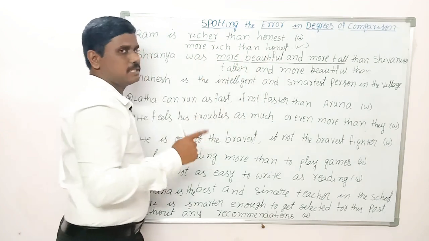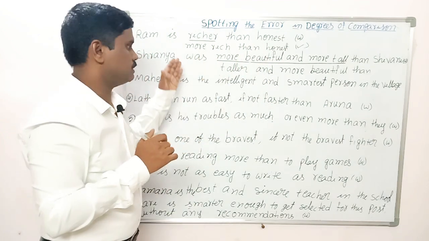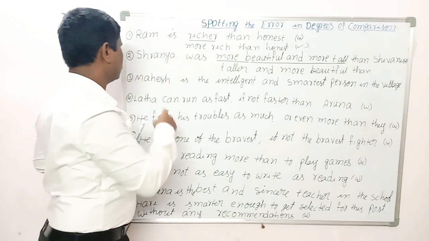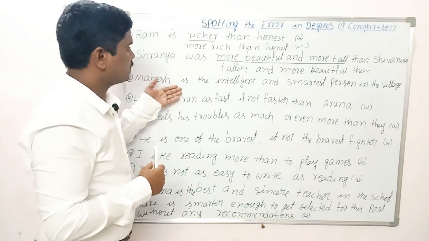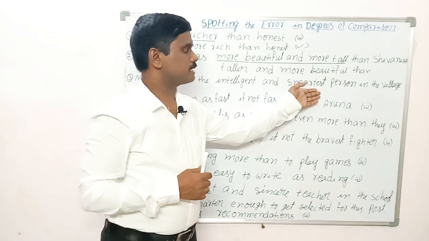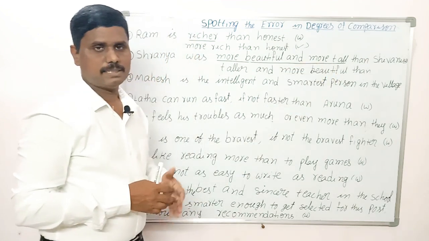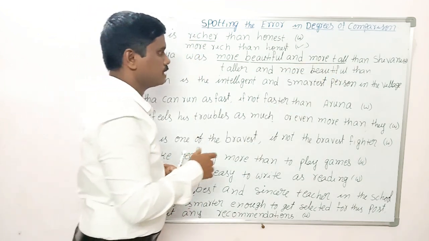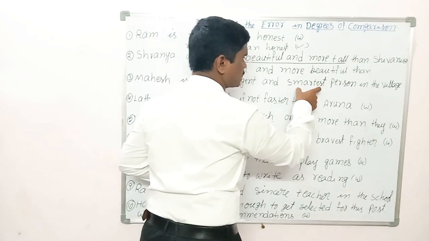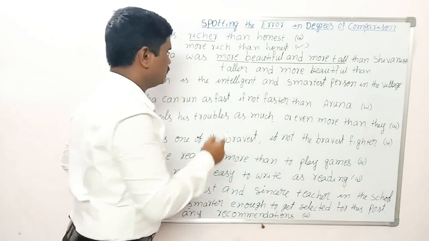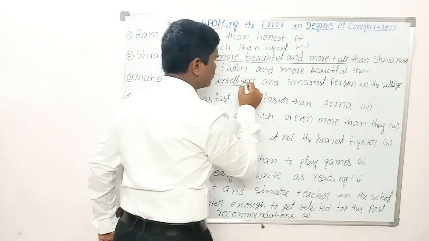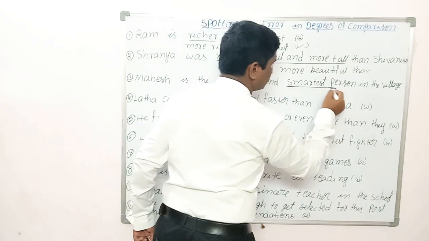This is the difference. You have to carefully observe this one. Now let us come to the third sentence. Mahesh is the intelligent and smartest person in the village. The sentence is wrong. What is wrong? Here smartest is there. Already I told you. Here intelligent, here smartest.